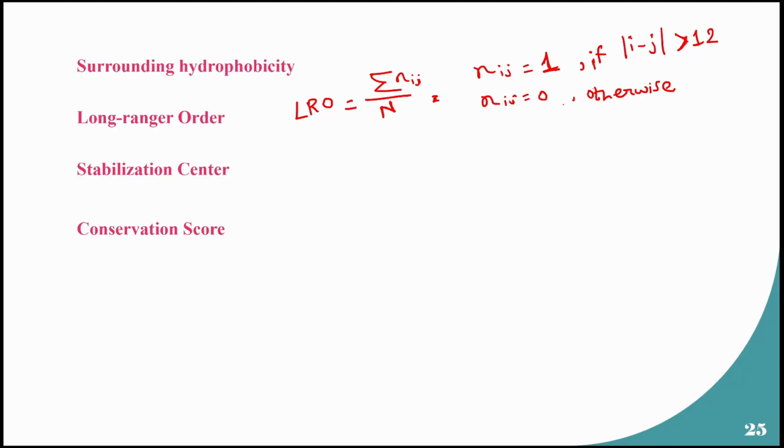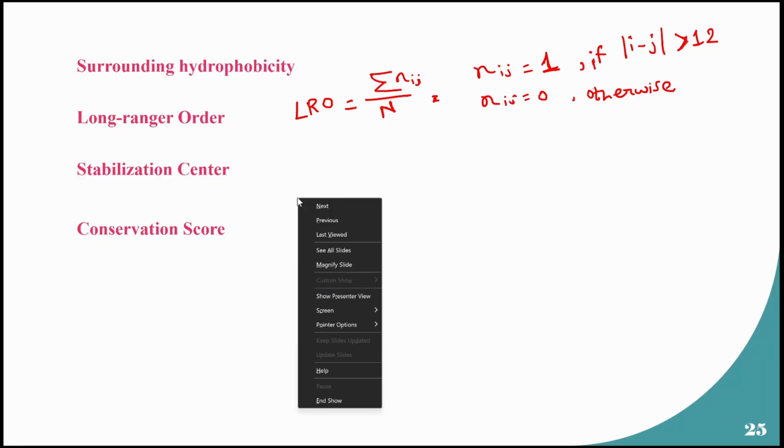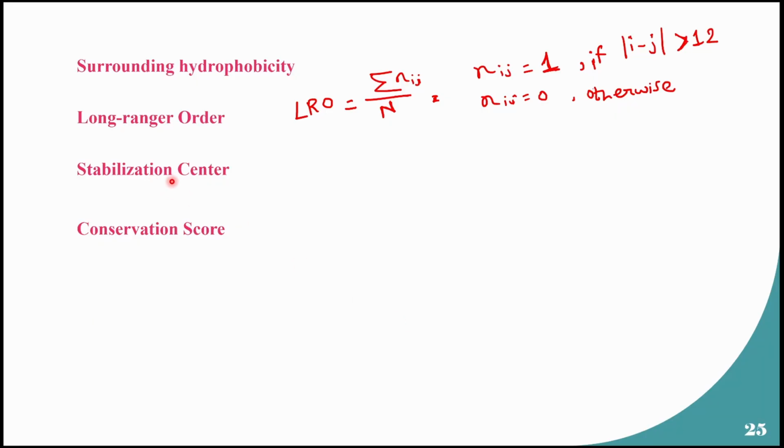So basically, you will get the value of 1 in those cases where the residues which are distant to one another in the sequence space are forming contacts in the 3D space. That value will accumulate one after another, and you have to do a summation of that and divide it by the total number of residues. That will give you the long range order. Again, a very similar calculation, but it will give you an idea about the formation of long range interactions. And then the next concept that Professor Gromiha also went over is stabilization center.